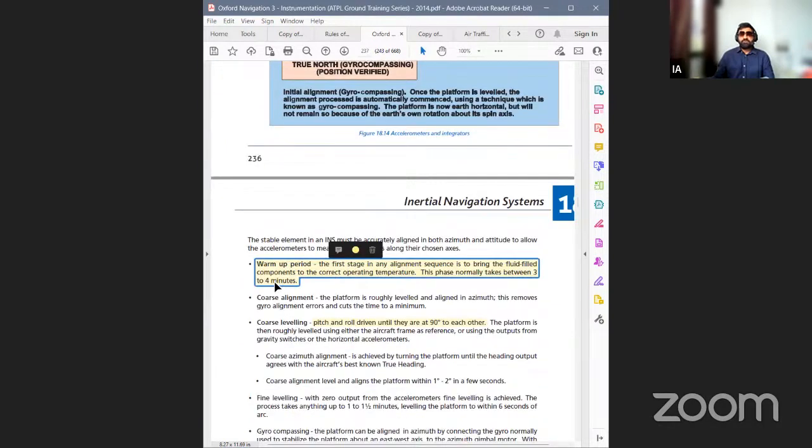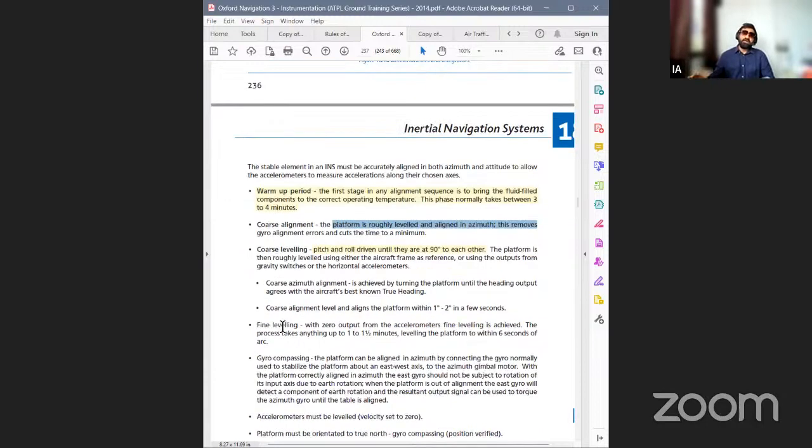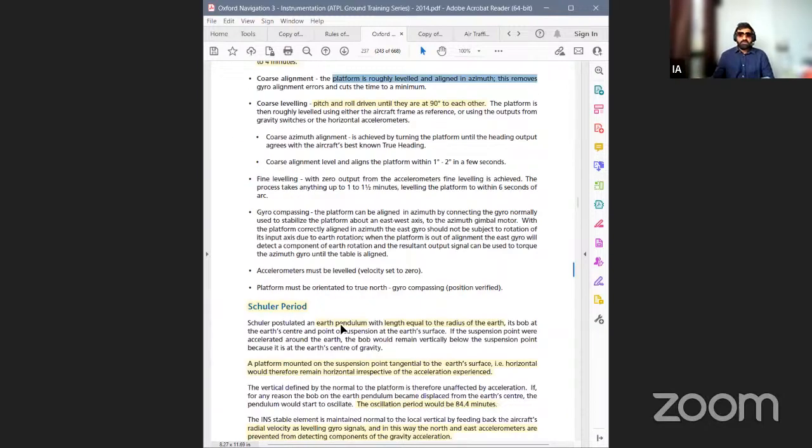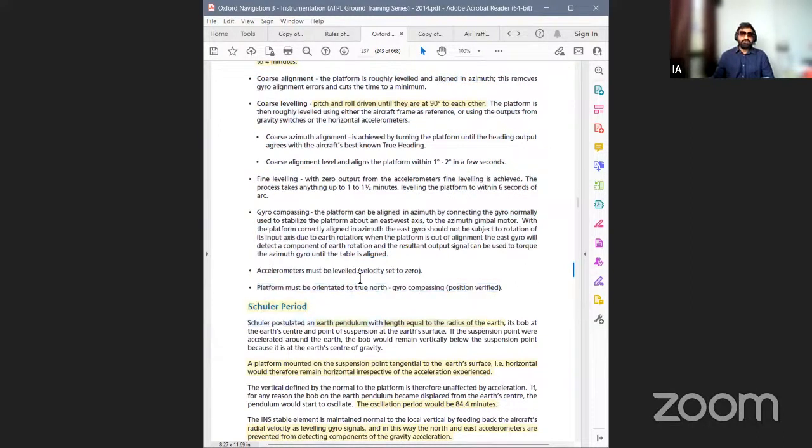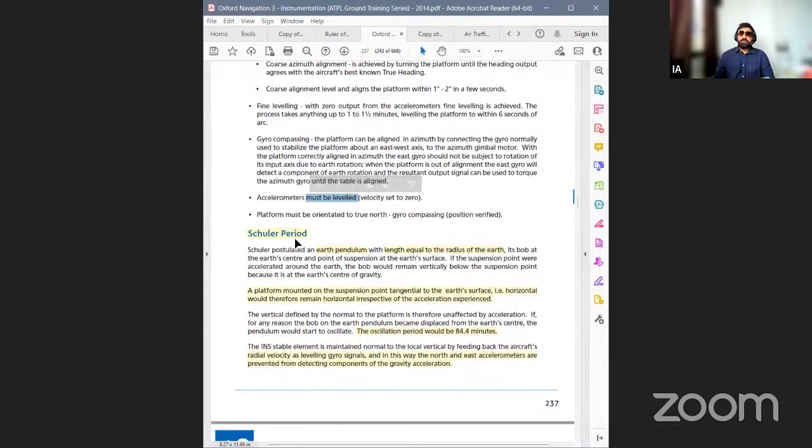Warm up period up to 4 minutes, 3 to 4 minutes. Course alignment. So this is how the starting period is, which is the drawback, where IRS and the ring laser gyro give us benefits. Remember, the platform must be aligned with true north. All accelerometers must be level. So it's just basic.